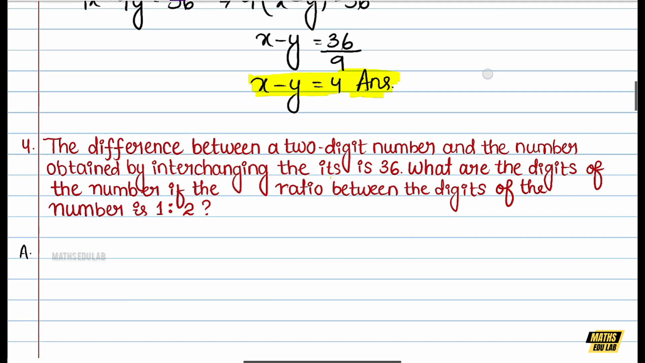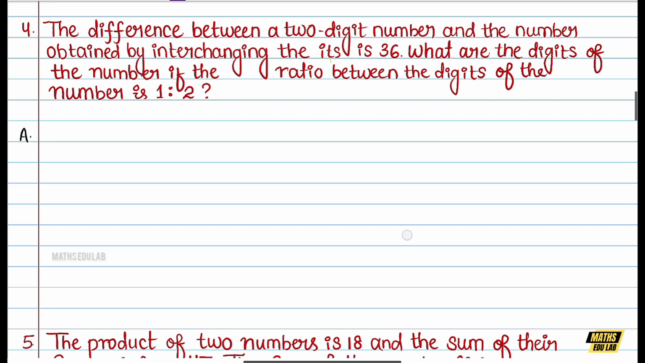Now the next question: the difference between a two-digit number and the number obtained by interchanging its digits is 36. What are the digits of the number if the ratio between the digits of the number is 1:2? So let the two-digit number be represented with the digit x in the tens place and y in the ones place, as we have done in the previous question. The same way, 10x plus y. Now we will do interchanging because it is given. So on interchanging, I will write it as 10y plus x.